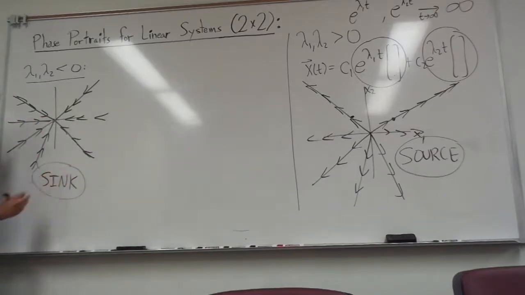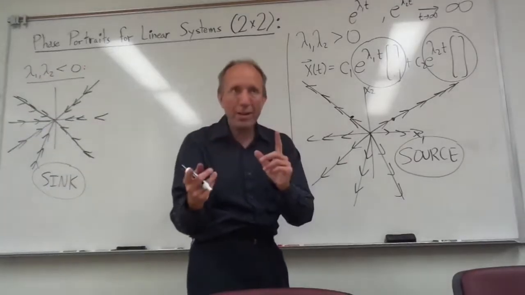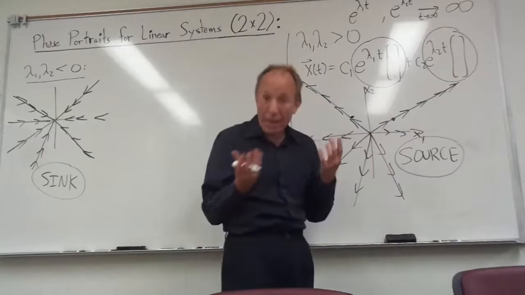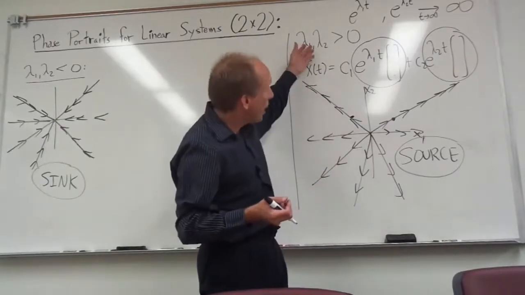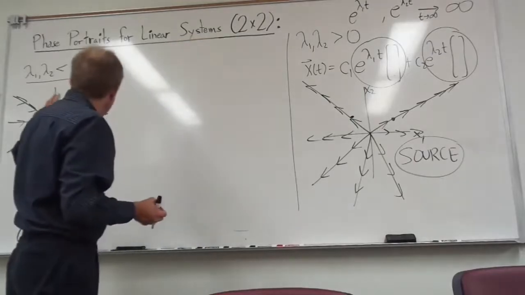So when you have one positive and one negative eigenvalue, you get a saddle. When they're both positive, you get a source. And when they're both negative, you get a sink.